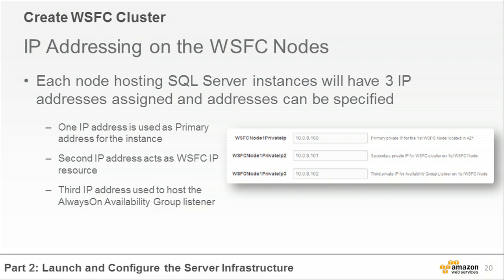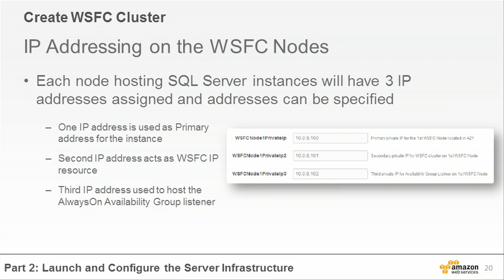So the primary IP address for the instance is one IP. The second IP acts as the Windows Server failover clustering IP for the resource. And then the third is as part of the Always On availability group listener model. Under the covers, these are actually elastic network interfaces, or ENIs as we call them, which are multiple IPs associated with a single EC2 instance. And you can control and create those, and those are created as part of the template.